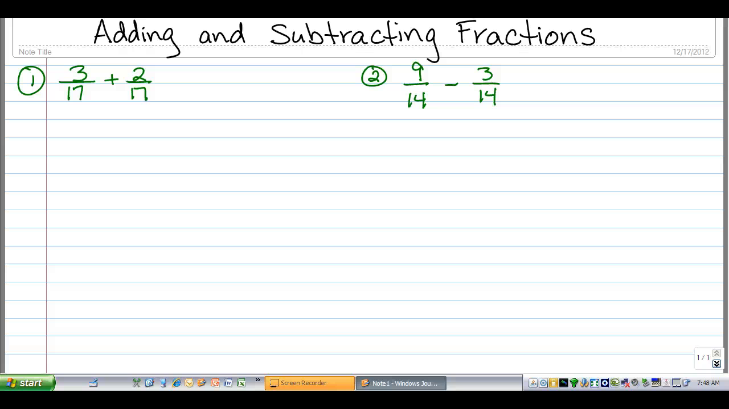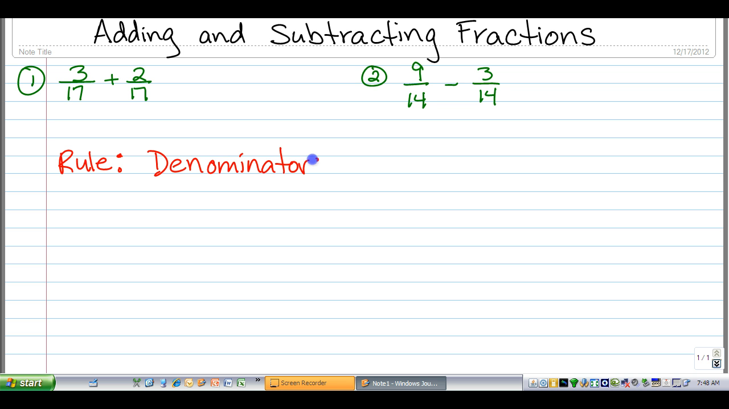Adding and subtracting fractions. Well, the first rule for adding and subtracting fractions is that your denominators need to be the same. That's the first thing you have to look for. And if the denominators are the same, then it's really easy peasy to add or subtract. All right, so write that down.